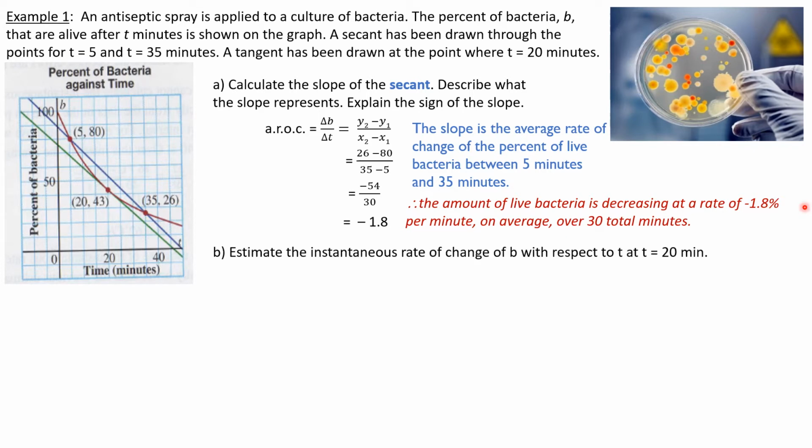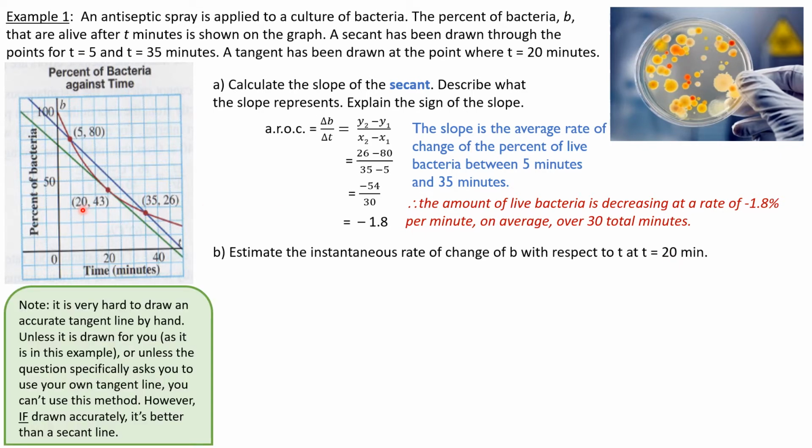Part B, estimate the instantaneous rate of change of B with respect to t at 20 minutes. So we're still looking at this important value of 20 minutes right here. Note, it is very hard to draw an accurate tangent line by hand, the green one you see here, unless it's drawn for you, as it is in this example, or unless a question specifically asks you to use your own tangent line. You can't use this method.